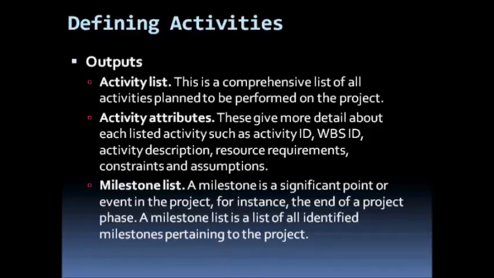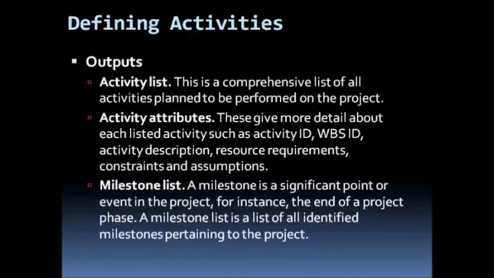Then it will be good to have an activity attributes list, which tend to give more detail about each listed activity. It might relate things like activity ID in reference to the work package from which it is coming. So it will relate to the WBS ID. Then we could have a short description of the activity, the resource requirements, the constraints, and assumptions surrounding that activity.